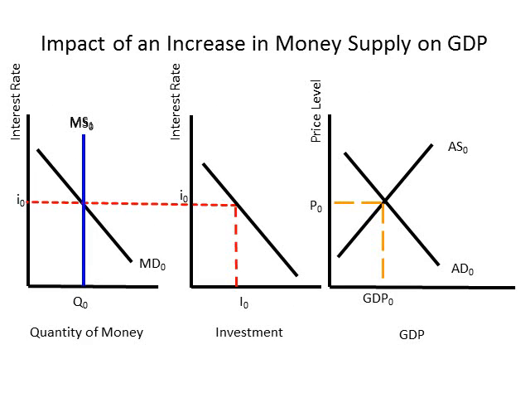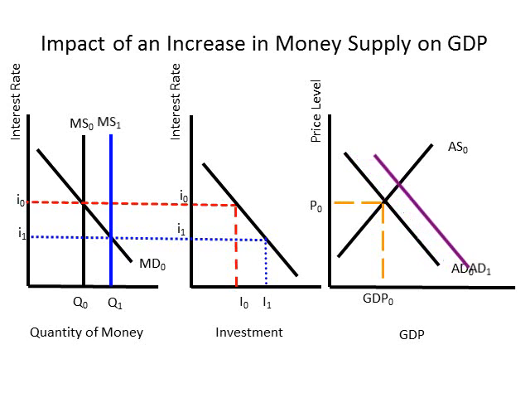The Federal Reserve increases the money supply. The increase in the money supply causes the interest rate to decrease. The decrease in the interest rate causes an increase in investment. The increase in investment causes aggregate demand to increase. So our price level goes up, and our GDP increases from GDP 0 to GDP 1.